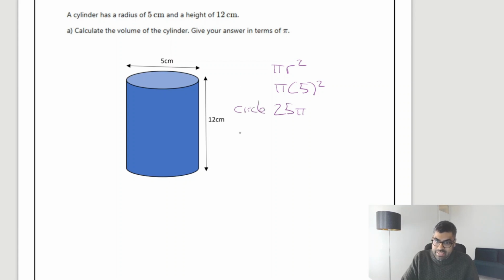Now to work out the volume of the cylinder, we need to times this by 12. So we're going to have 25 pi times 12. Now you should all be able to do this in your head. 25 times 12 is going to be 300. So the volume of the cylinder is equal to 300 pi. That is in terms of pi.